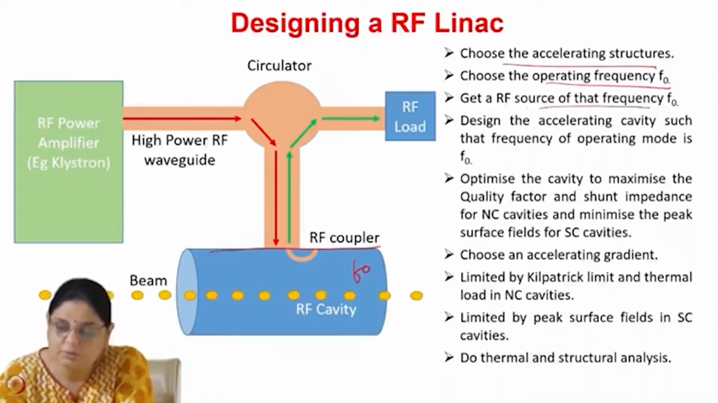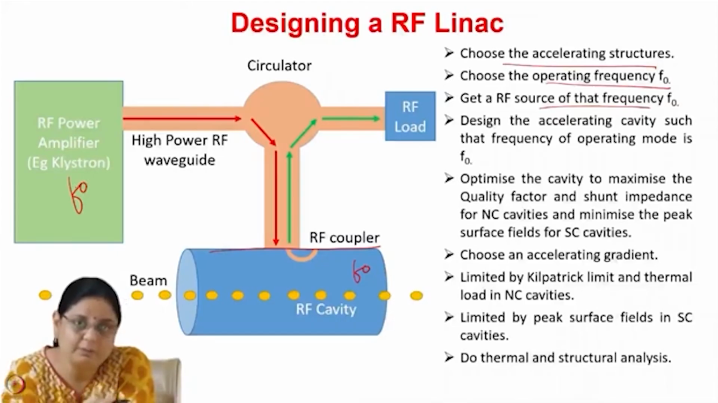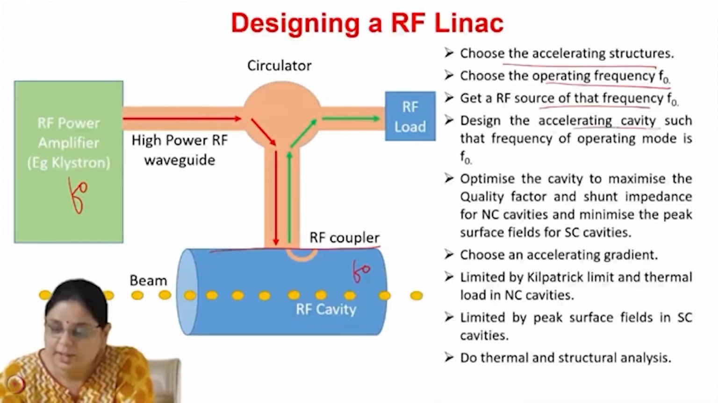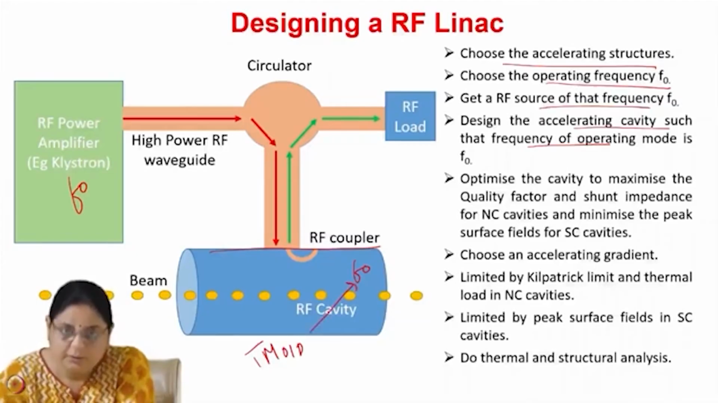Now get a source of the same frequency. This source should be of the same frequency, so it should be available in the market. Having got this source, you design the accelerating cavity such that the frequency of the operating mode is F0. If the mode is TM010, you have to choose the dimensions such that the TM010 mode resonates at the frequency F0.